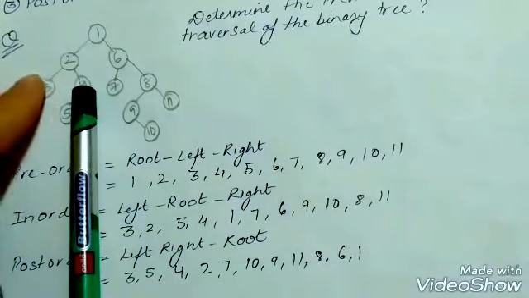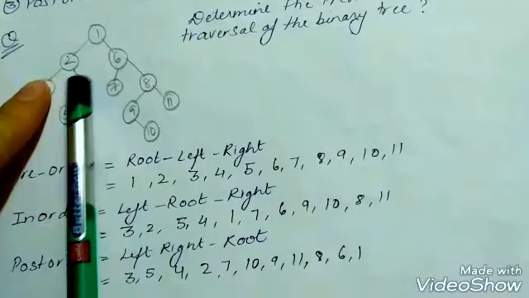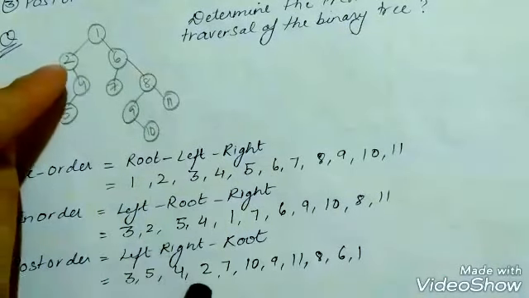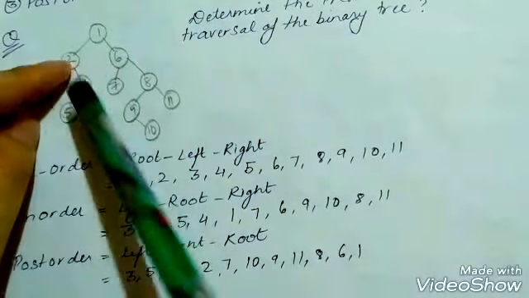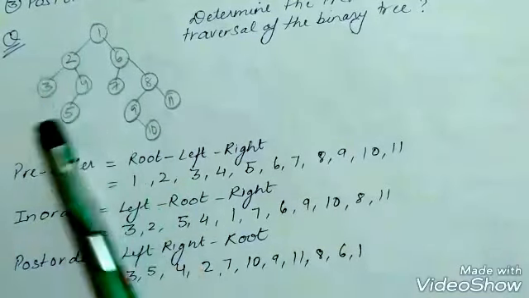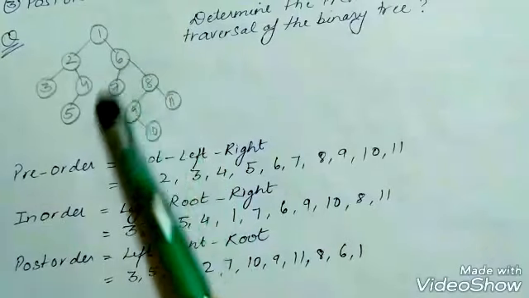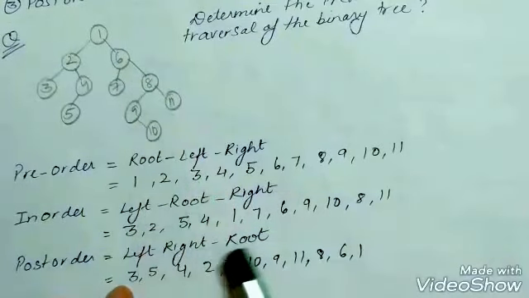And then over here, left is completed. Now right is also completed. We move to the root, which is 2. So we take 2, right? Now here we can see that left subtree is complete. Now we move to the right subtree. In right subtree again, we will take left, right, and root.